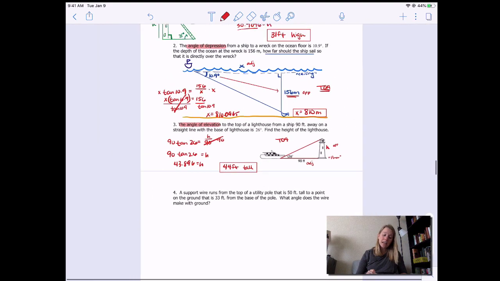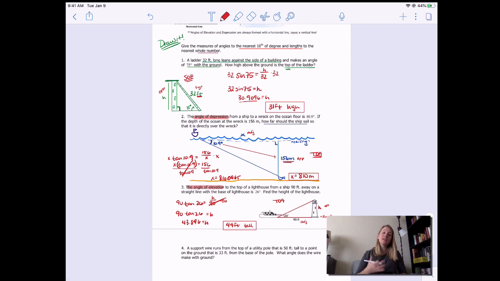Okay, so you're going to get into kind of a pattern with this, but again, it's all about knowing what angle you're looking at and how do I make the picture. So don't forget to draw it.